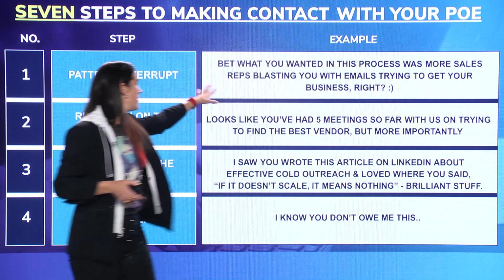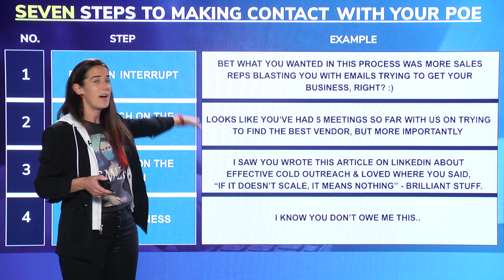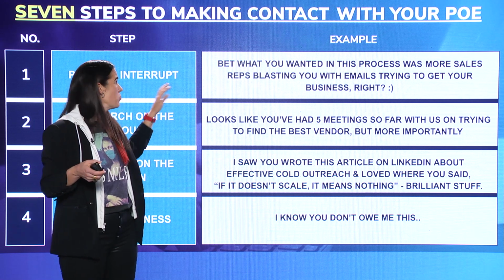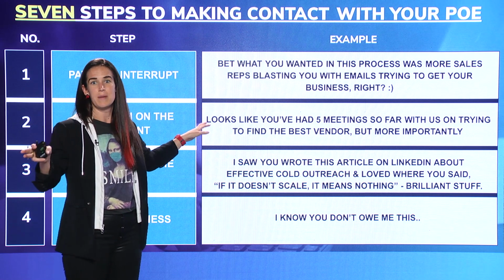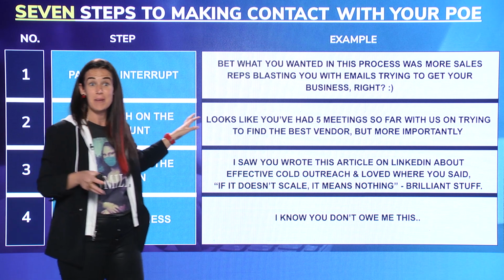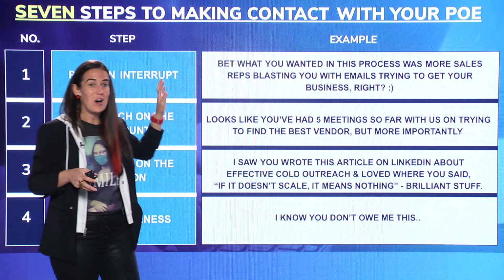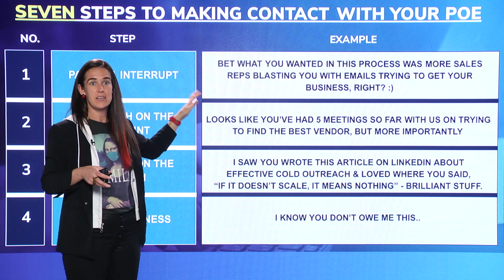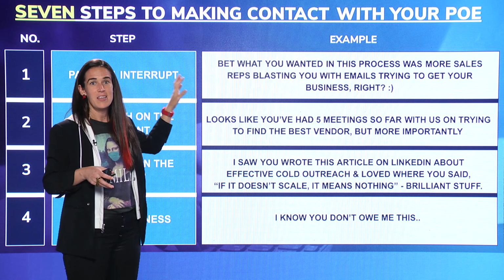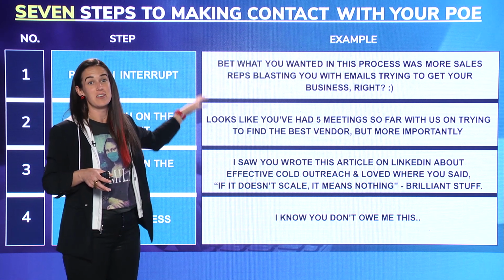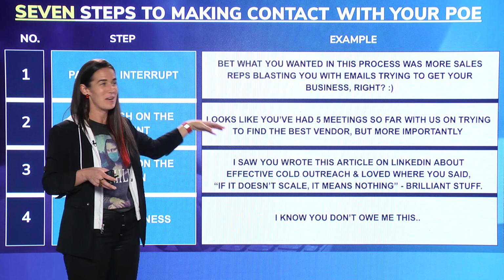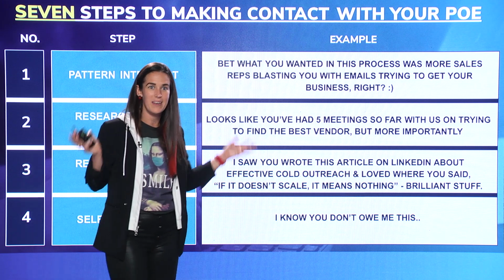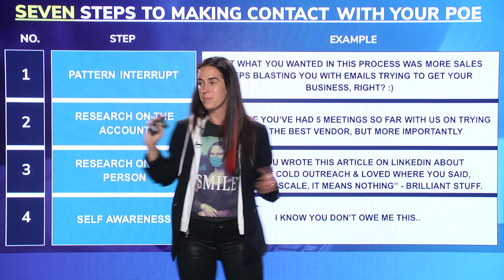So I'd pattern interrupt right off the bat and say, hey, I bet you wanted, let's say the new point of entry's name is Luke, hi, Luke. What I bet you really wanted in this process was more sales reps blasting you with emails trying to get your business, right? So you want to call out something that you're about to do, conveying that you're self-aware, that they probably don't want to have another salesperson and certainly not someone who's sending in some emails. So you want to pattern interrupt right off the bat to break the ice, appear human, diffuse the situation, but also enter the door.